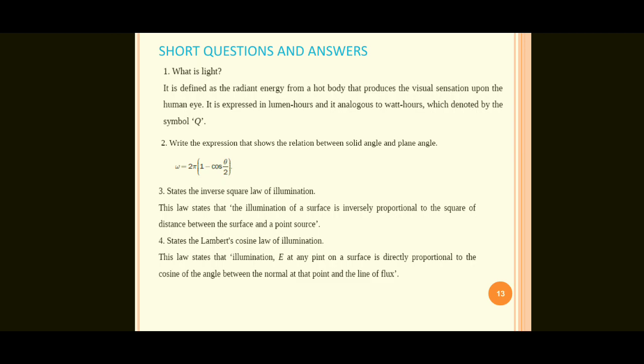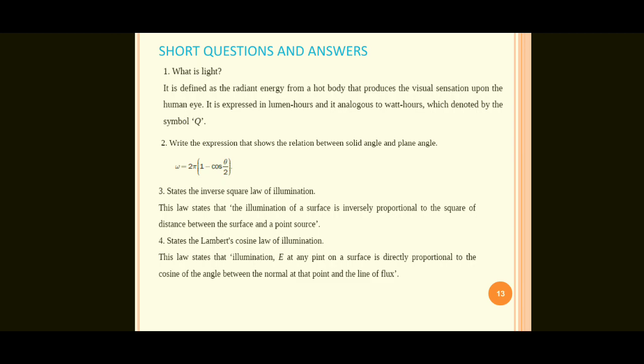Next one, write the expression that shows the relation between solid angle and plane angle. So omega equals 2 pi into 1 minus cos theta by 2.